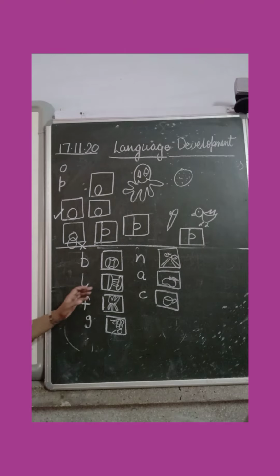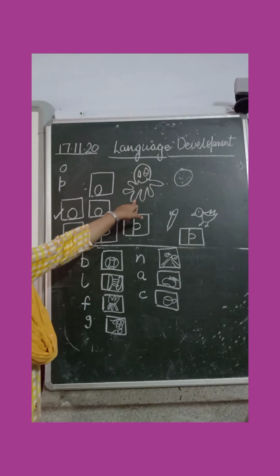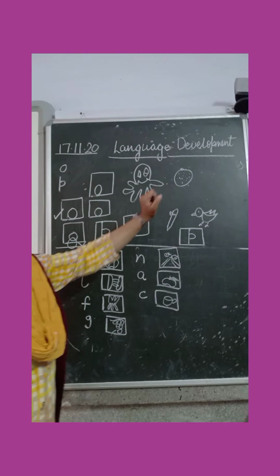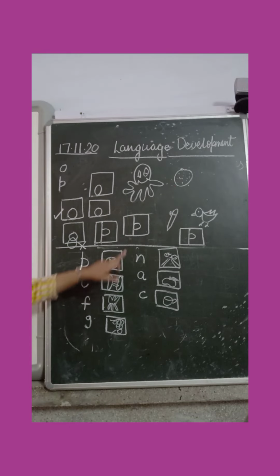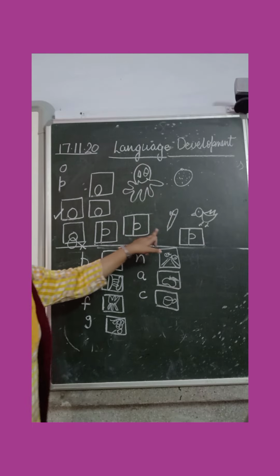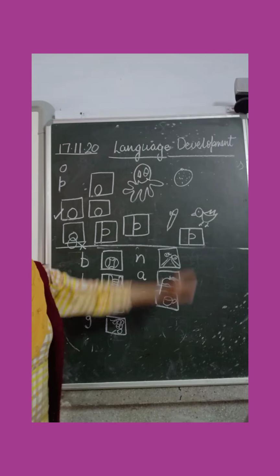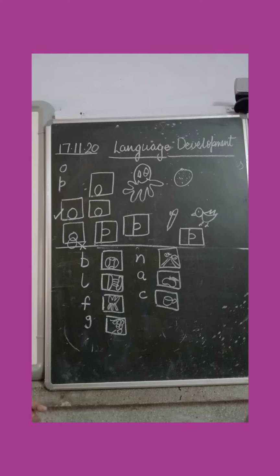Okay. So one more time, let's revise today's letters. What is this? O, small o. O. Okay. O says octopus. Orange. Then P says pen. Parrot. Peacock.